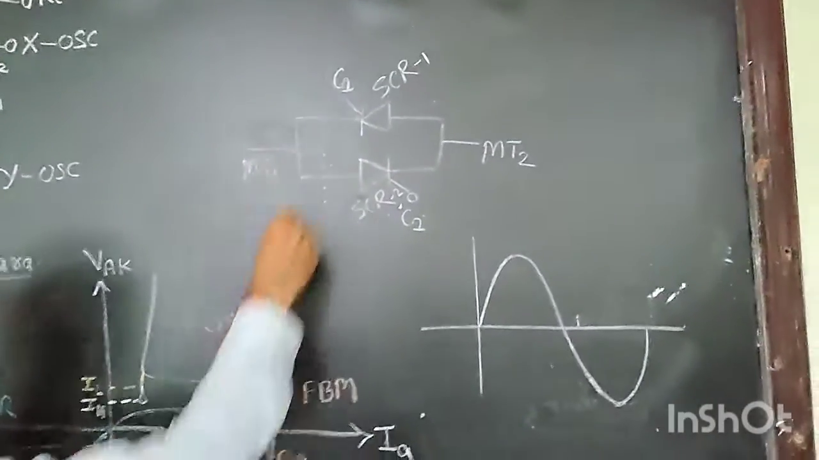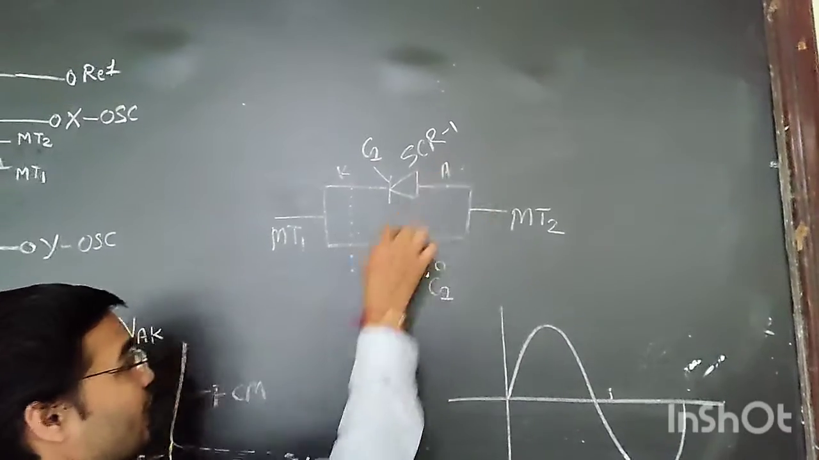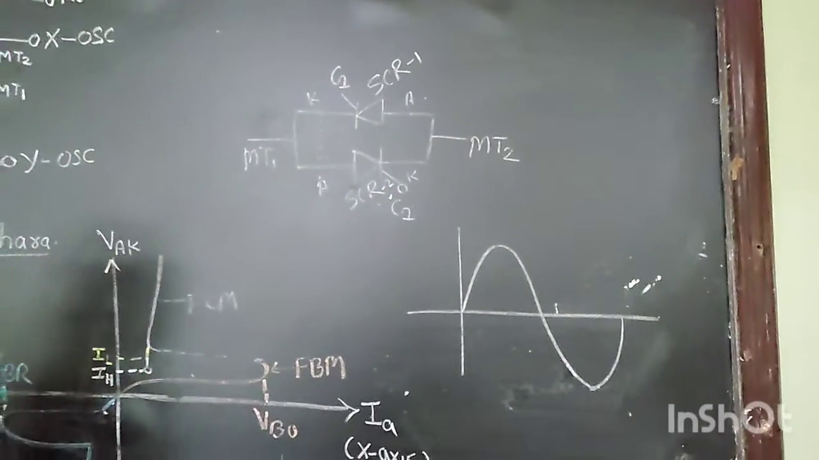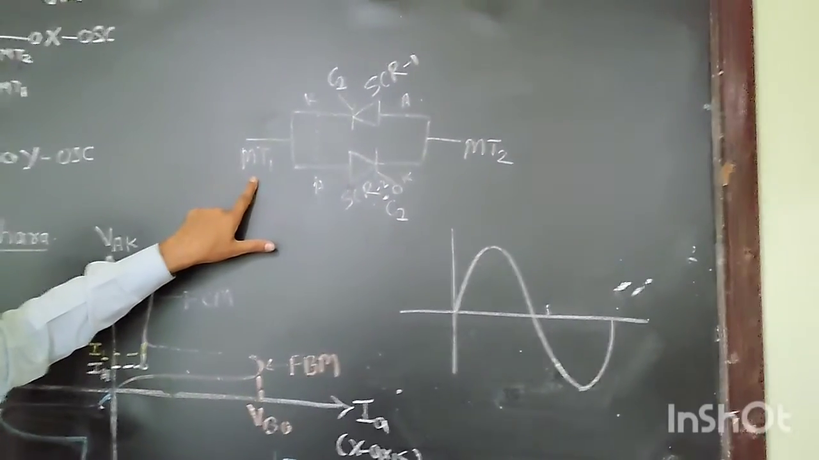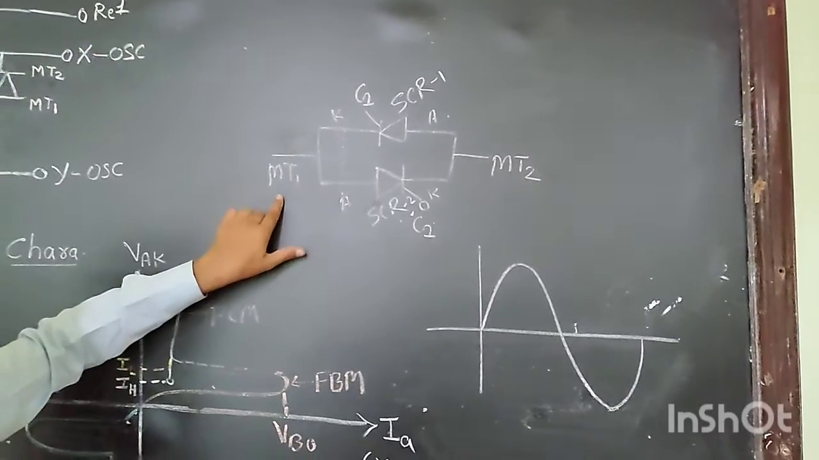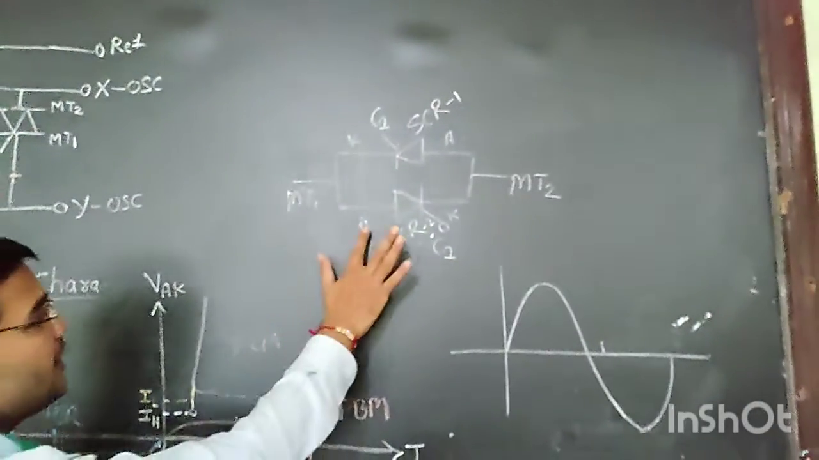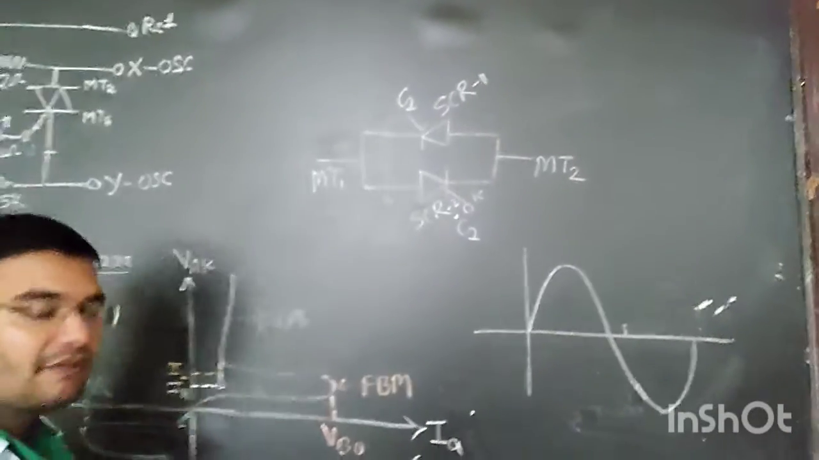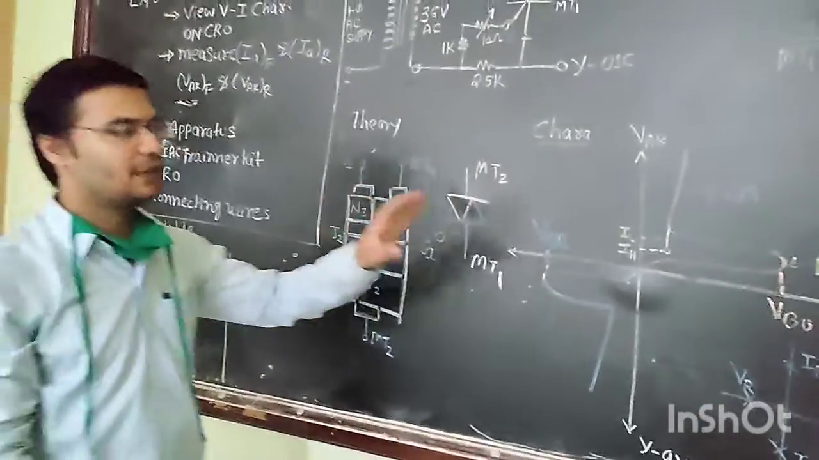Normally, this SCR has a cathode terminal and this one is the anode terminal, and again this one is cathode and this one is anode terminal. According to network theory, this is the common point terminal. That's why here I am not saying anode or cathode. Instead, here we mention the MT1 terminal and MT2 terminal; never use anode and cathode terminal here. This is the basic construction.